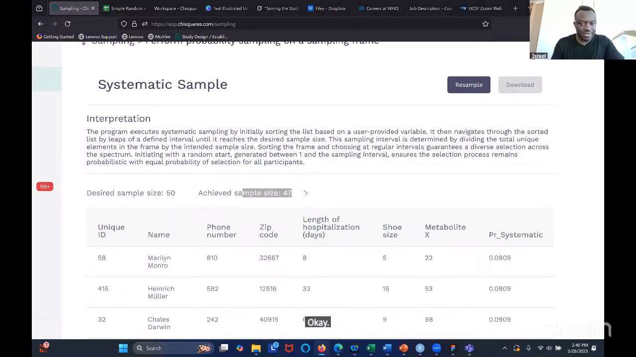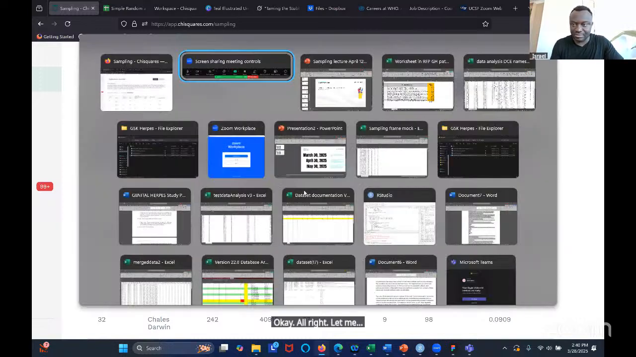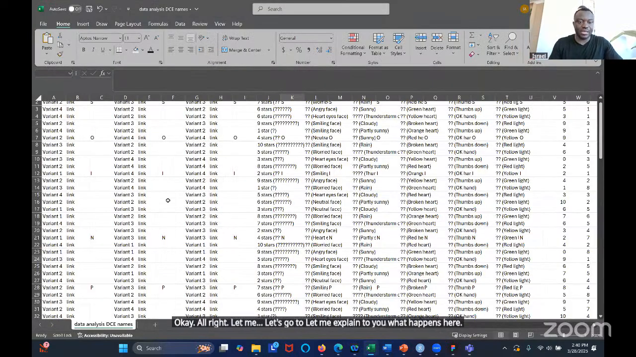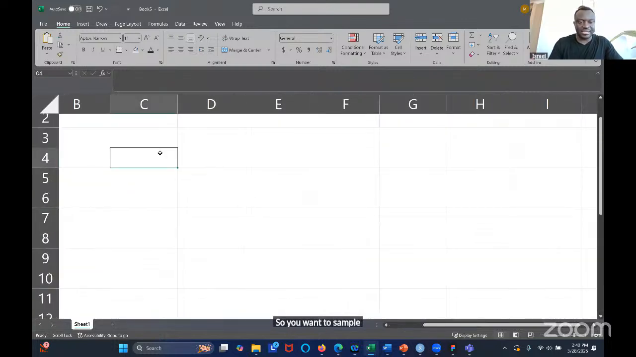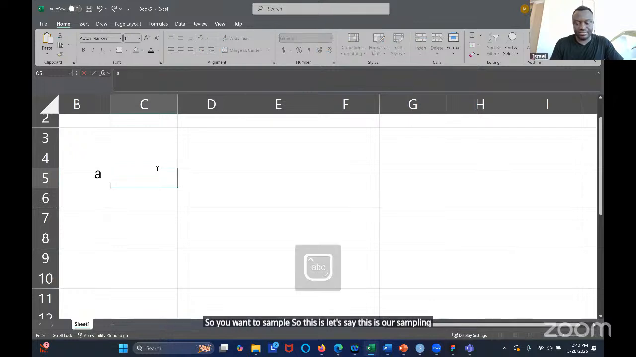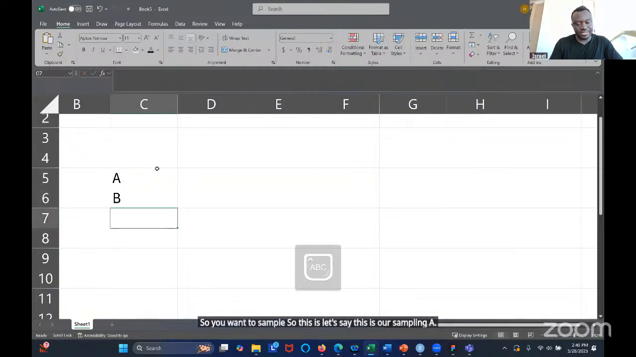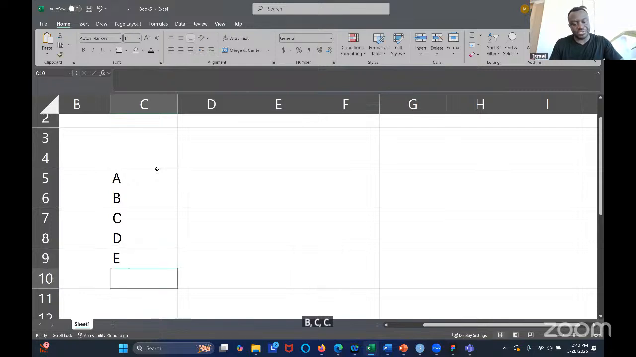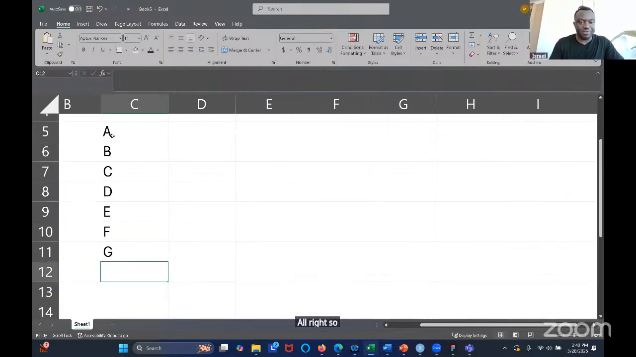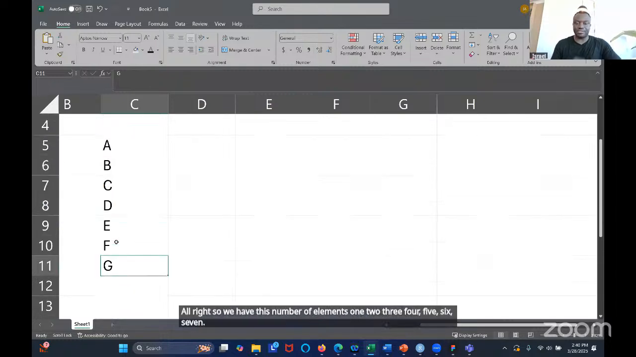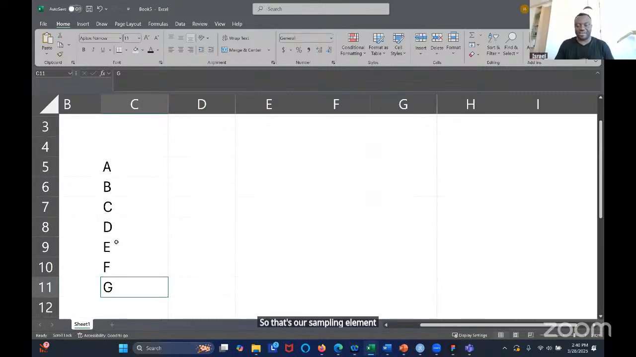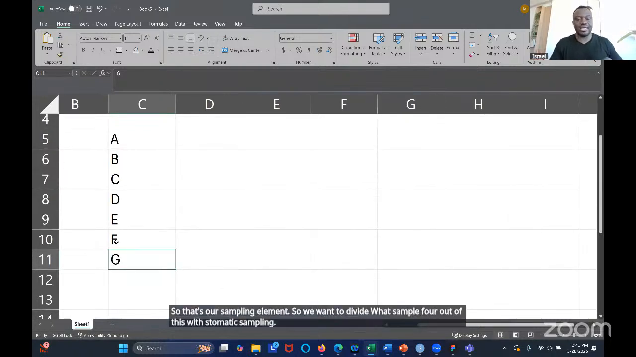Okay. All right. Let me explain to you what happens here. So you want to sample. Let's say this is our sampling frame: A, B, C, D, E, F, G. So we have this number of elements, 1, 2, 3, 4, 5, 6, 7. That's our sampling frame. We want to sample 4 out of this with systematic sampling, right?